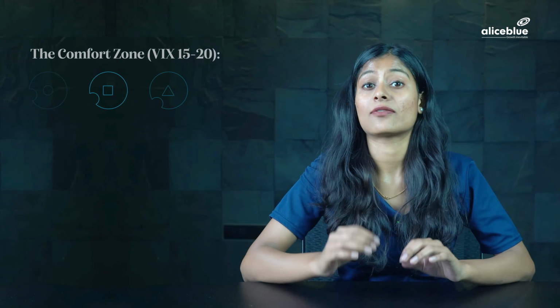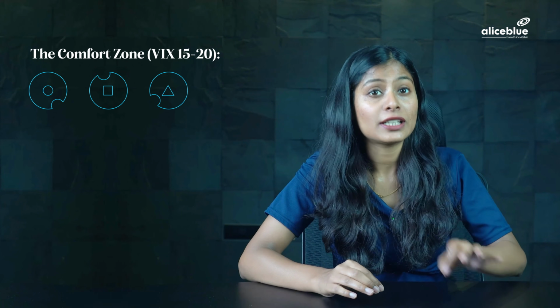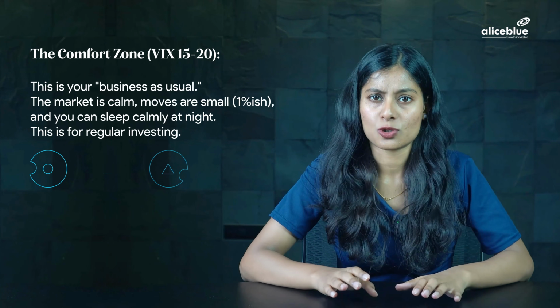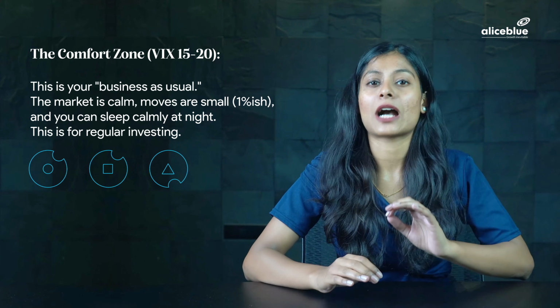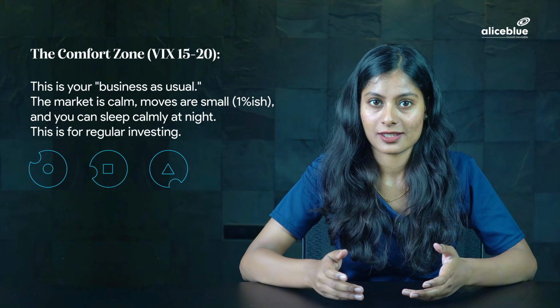Let's look at the 3 times India VIX tells you exactly what the market mood is. So first, we have the comfort zone, VIX between 15 to 20. This is your business as usual. The market is calm, moves are small, 1%ish, and you can sleep calmly at night. This is for regular investing.